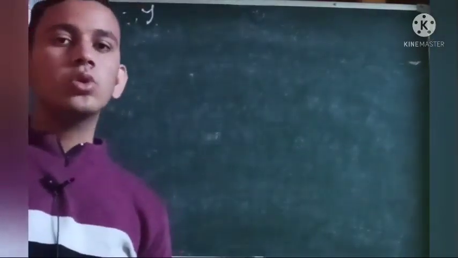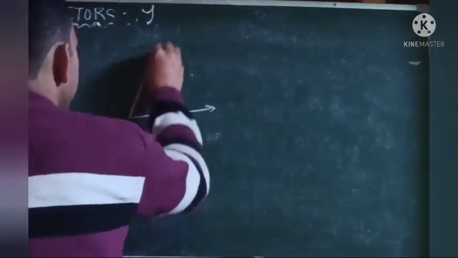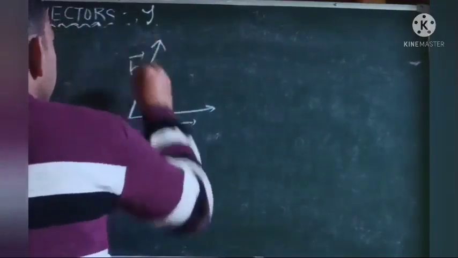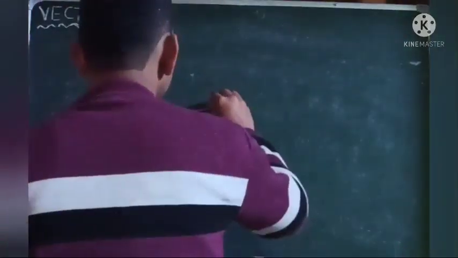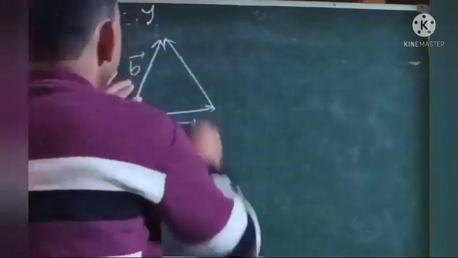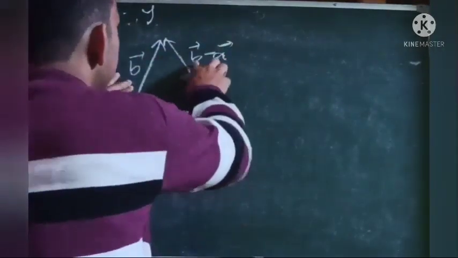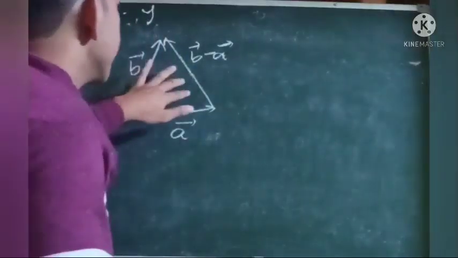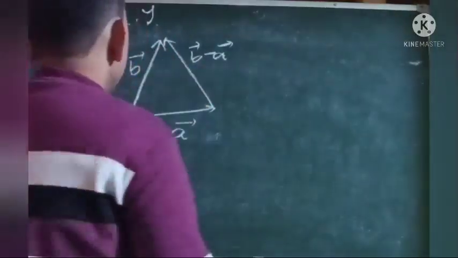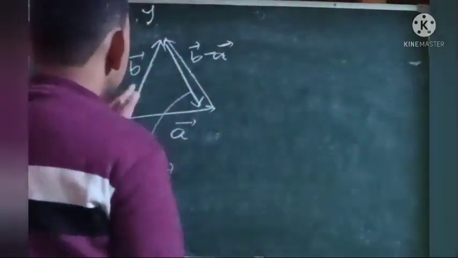Now we should note one shortcut. Suppose this is A vector and suppose this is B vector. Then how to name this vector directly? This vector is going to be B vector minus A vector. B vector is the vector towards which this vector points. In this way we can remember. And this vector is going to be A vector minus B vector.